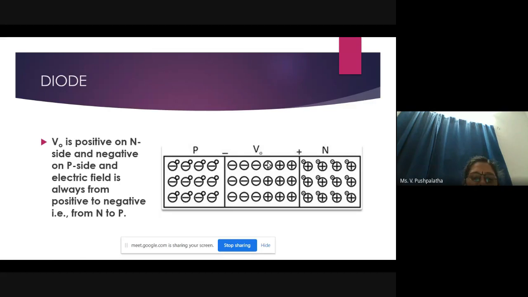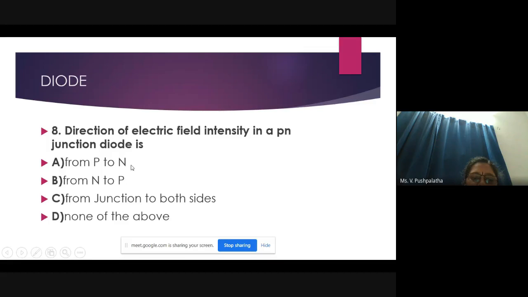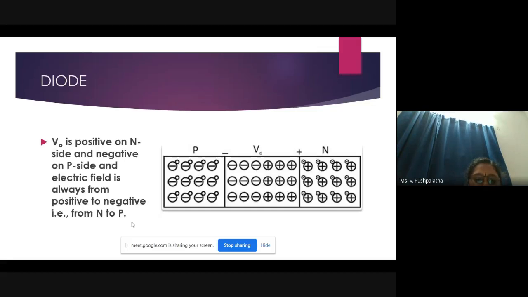So here actually now, what is your answer? From P to N, from N to P, from junction to both sides, or none of the above. So what is the answer? Always it is from positive to negative. So the electric field intensity is positive to negative. Sorry, here I have written it as from N to P, right? Next, we'll go to the next slide.